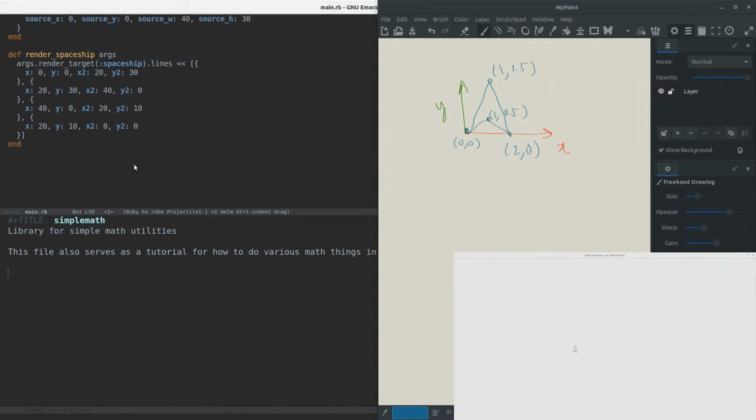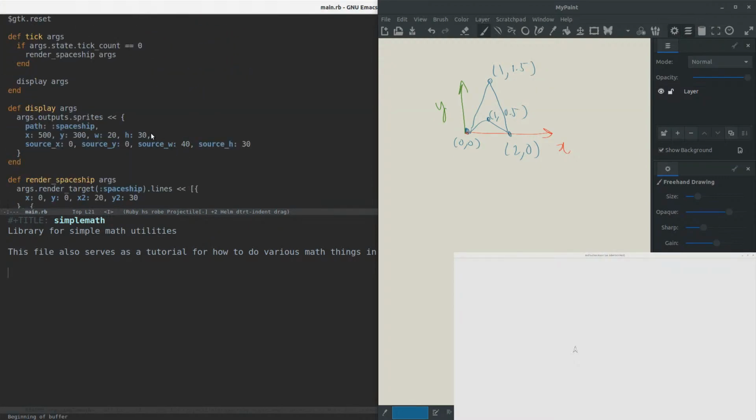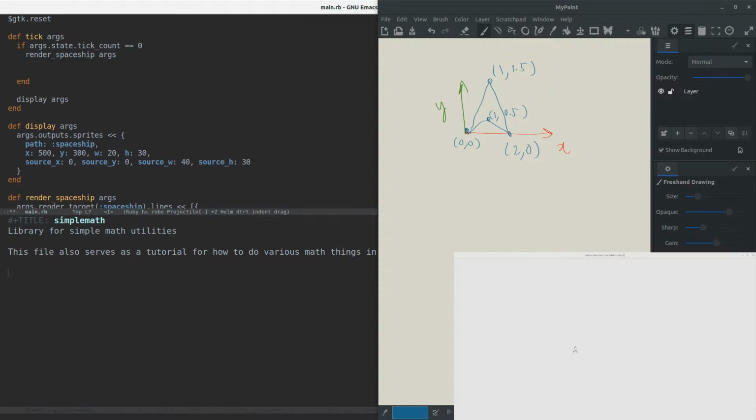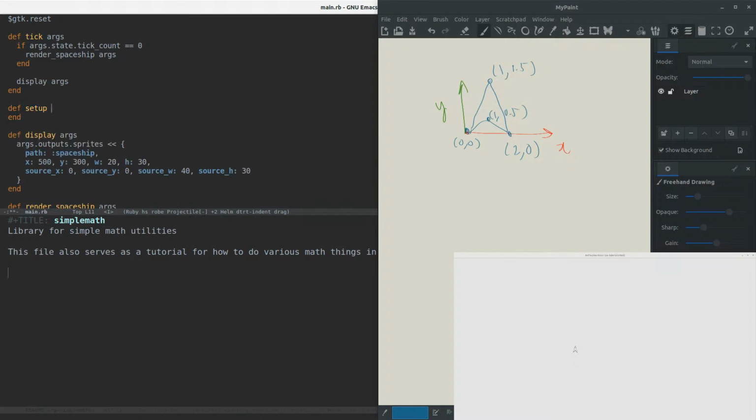So why don't we first try to actually drive this thing around? So this right now just is rendered in a single location, but rather we will want to set up some state for this. So we'll just create a little thing here.